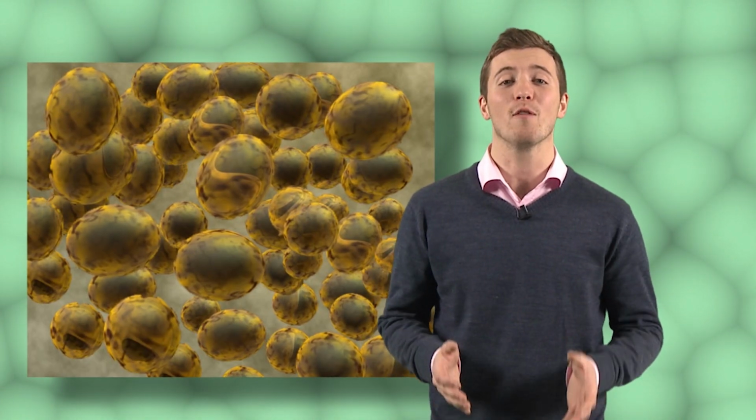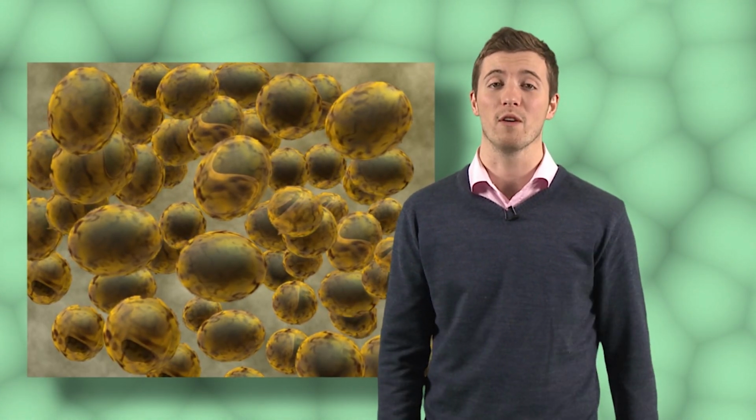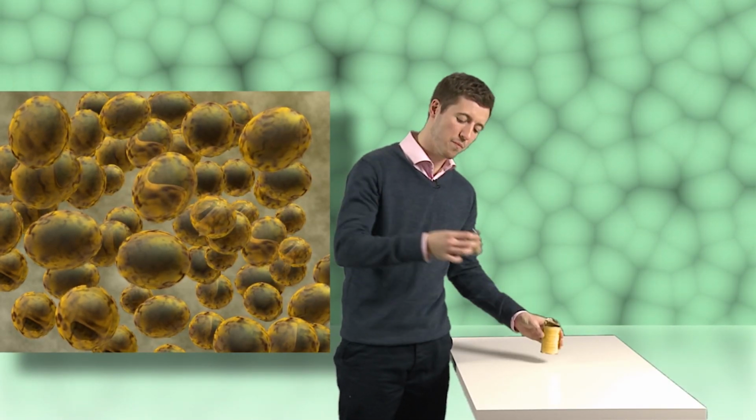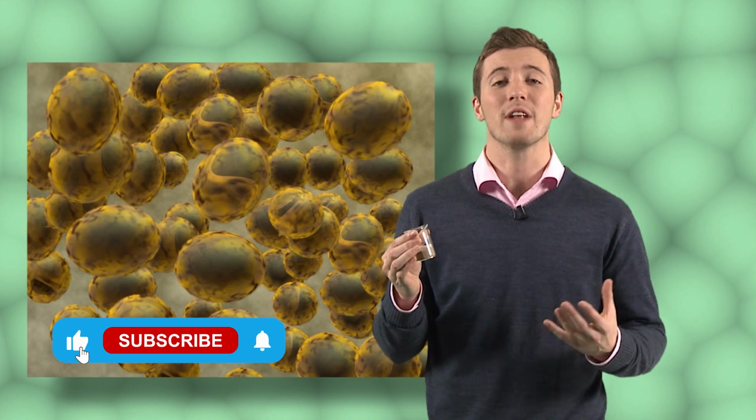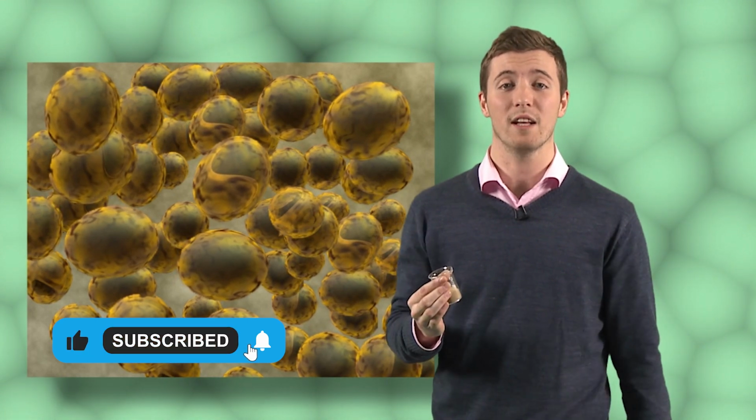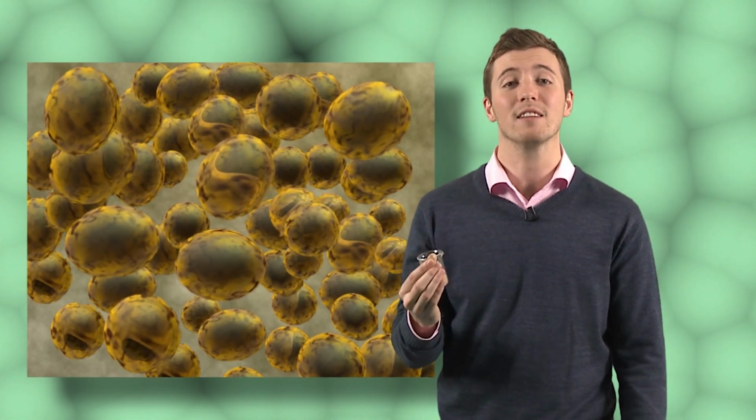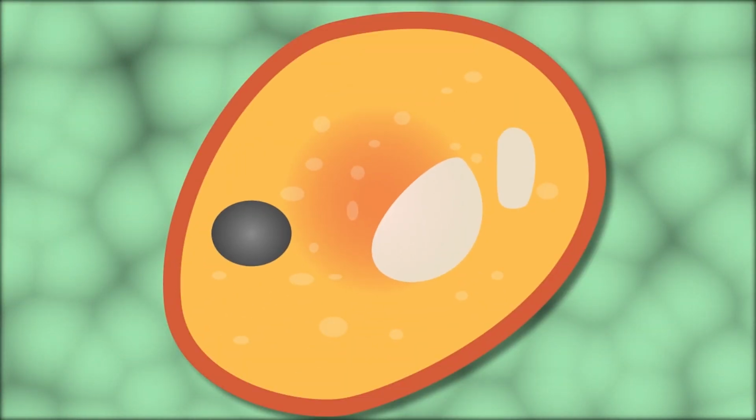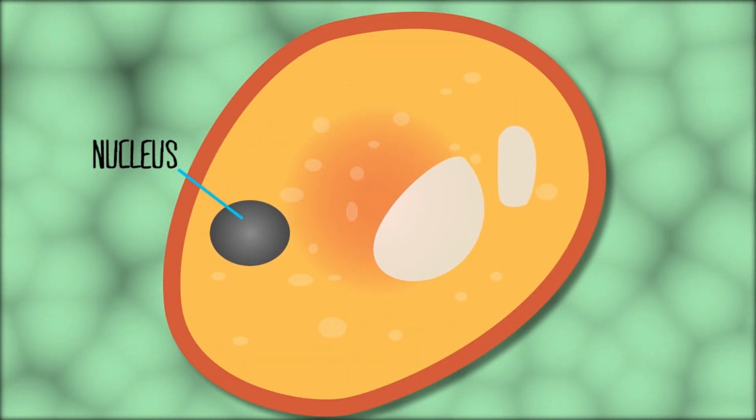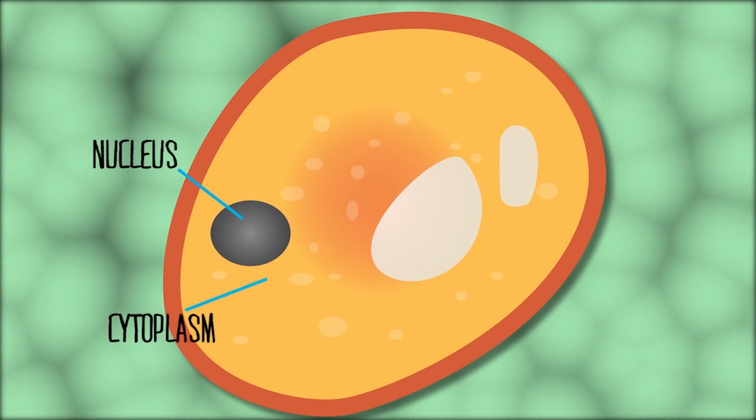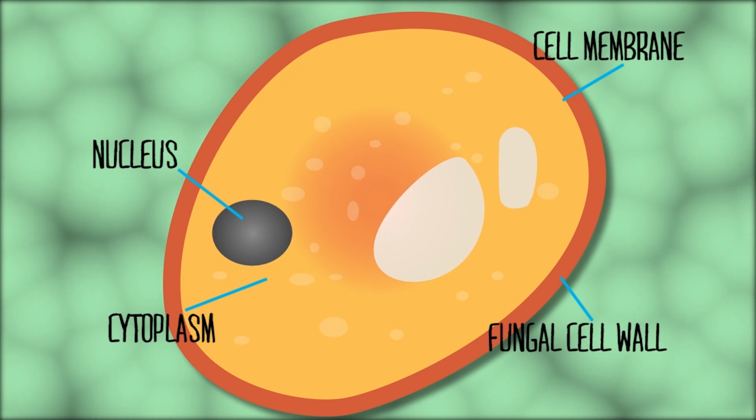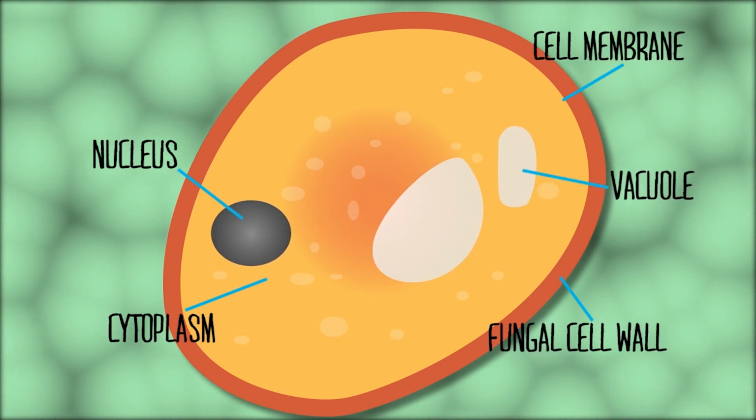Yeast is an example of a single-celled organism that you should be aware of. It's neither an animal or a plant or a bacterial cell. It's actually a type of single-celled fungus. Yeast cells have the following features. They have a nucleus, cytoplasm, a cell membrane, and they contain a fungal cell wall. This is different to plant and bacterial cell walls. They can also contain vacuoles.